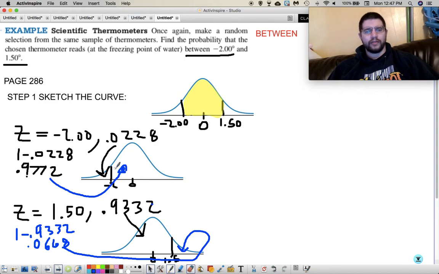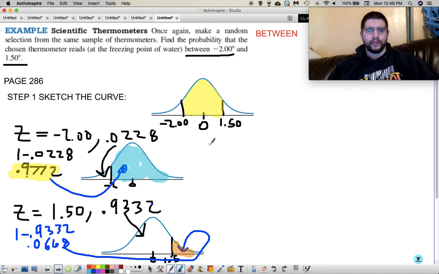So if I take everything to the right of -2 and subtract everything to the right of 1.5, then I'll get everything between -2 and 1.5. So in other words, I'm going to take this area to the right. Let me highlight it in blue. And this area to the right. And subtracting them will give me this area in the yellow. It'll give me what's left when I take everything to the right of here minus everything to the right of here.